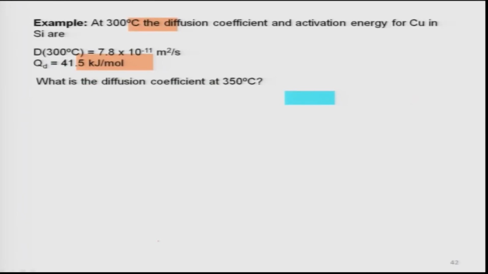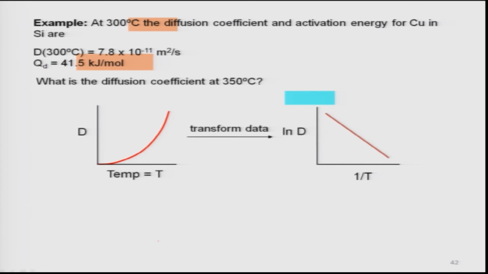Let us give a mathematical example. At 300 degrees Celsius, the diffusion coefficient and activation energy of copper in silicon are given by these values. D is 7.8 times 10 to the minus 11 meters squared per second, and the activation energy QD is 41.5 kilojoules per mole. So, what is the diffusion coefficient at 350 degrees Celsius? We need to know many things. So, what do we have?